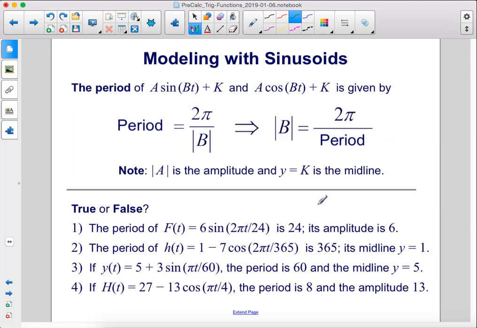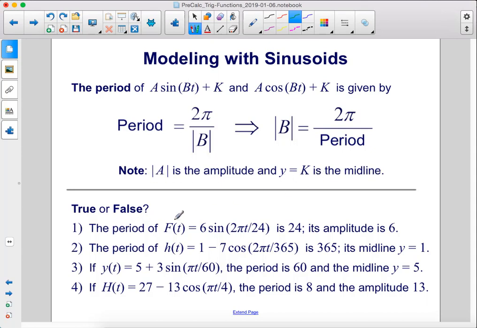The period of A times sine of bt plus k and A times cosine of bt plus k is given by period equals 2 pi over the absolute value of b. You can also write it as the absolute value of b equals 2 pi over the period. Note, the absolute value of A is the amplitude and y equals k is the midline.